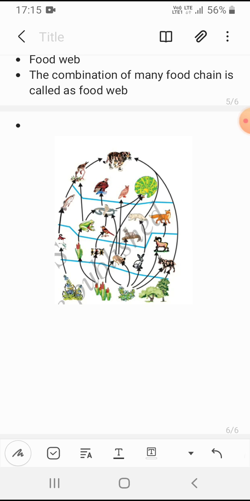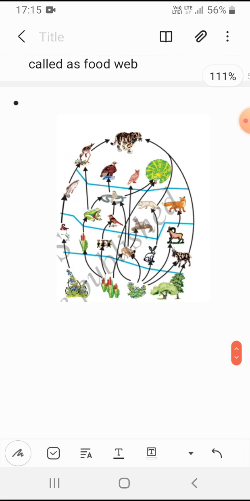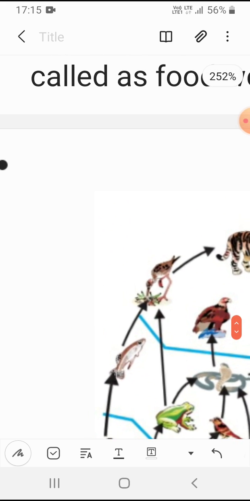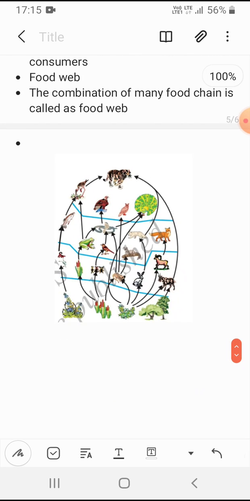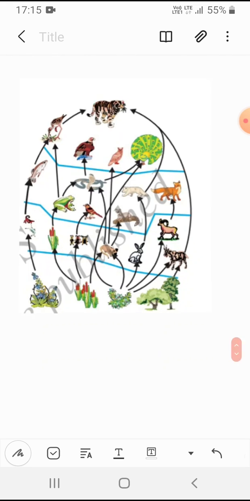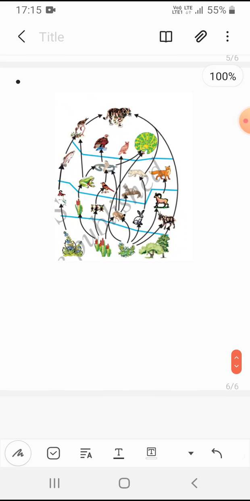First there is grass, and you can see that the grass is eaten by some scorpion, and that is eaten by fish. After that, that fish is eaten by a swan, and that is eaten by a tiger. And here also see, the leaves and frog are eaten by the swan. All these are the same type. So these are food webs, the combination of many food chains.